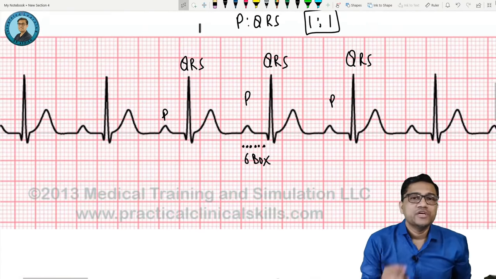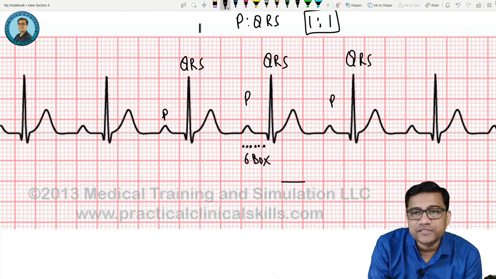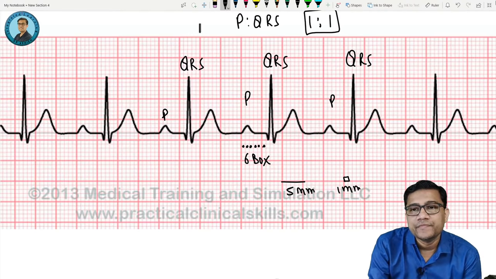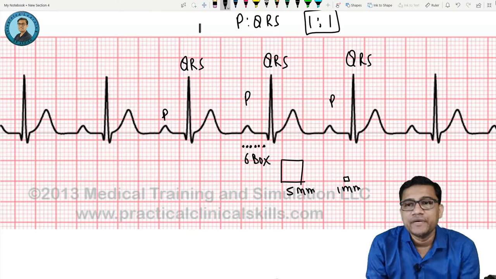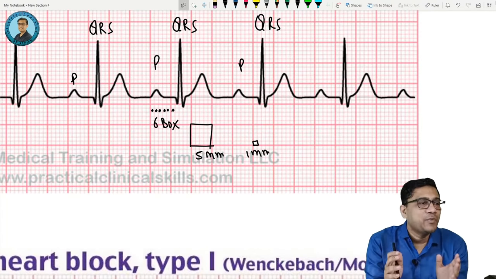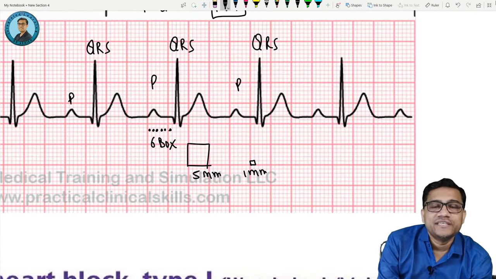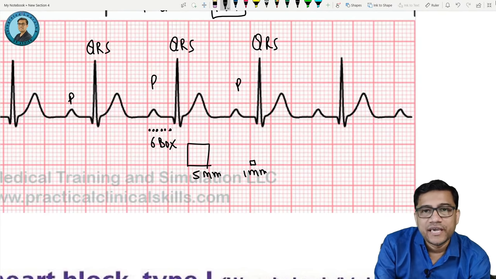Look at this. So can you see six boxes? Small box. Always remember, big box is 5 mm, small box is 1 mm. Are you now clear with this concept? So smallest box is 1 mm, large box is 5 mm. So how many boxes are there? 6 small boxes. 1 2 3 4 5 6.